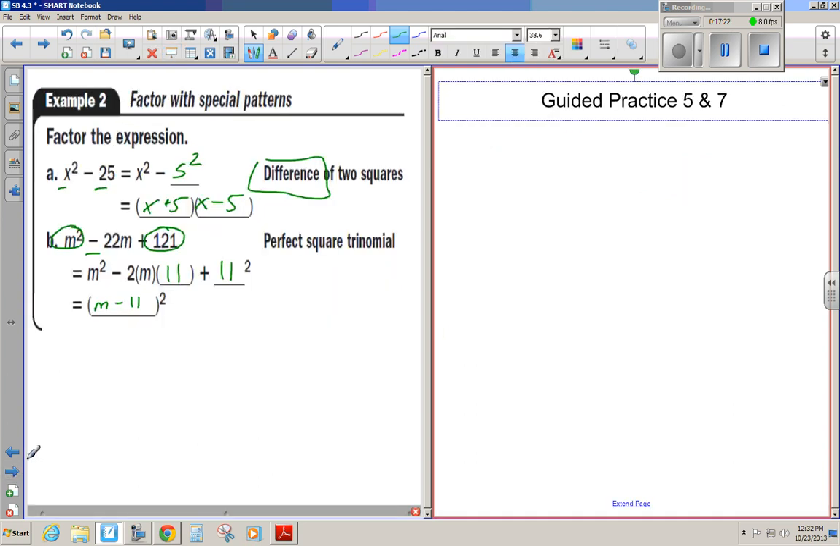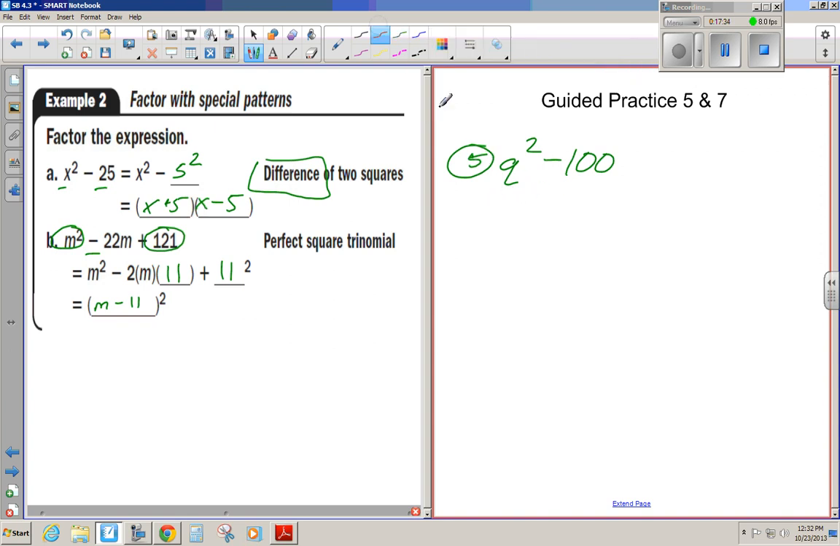So let's look at guided practice number 5. Number 5 is q squared minus 100. This is a perfect square. This is a perfect square. So it's the difference of perfect squares. So it should be q plus 10, q minus 10. Number 7.